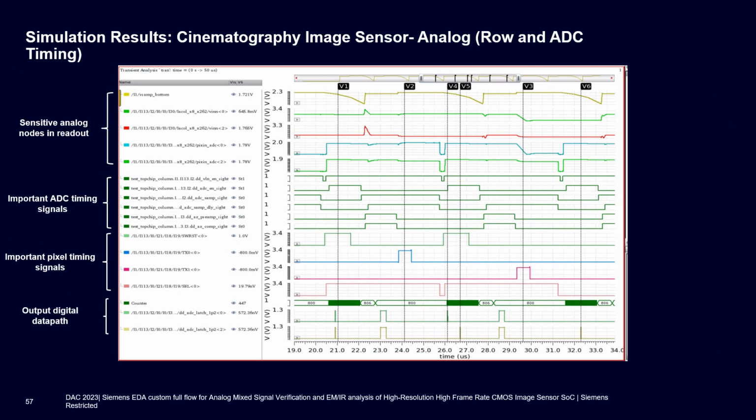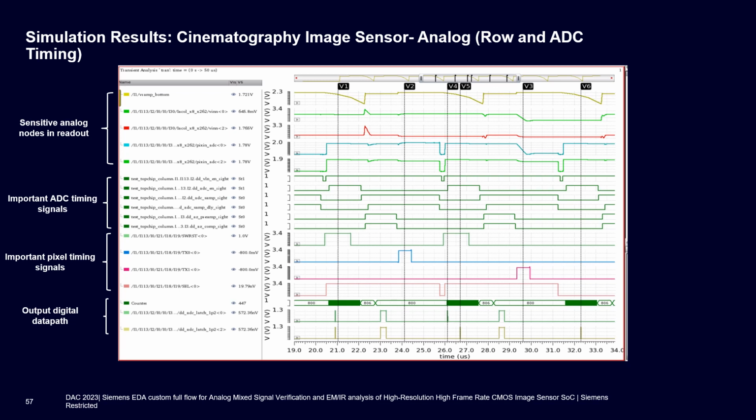Now let's take a look at the Symphony results for our full chip functional verification for our CMOS image sensor chip. On top, we see a ramp signal, pixel output line signal, and other sensitive analog nodes in the readout. We also see some important ADC timing signals which are in the digital domain.